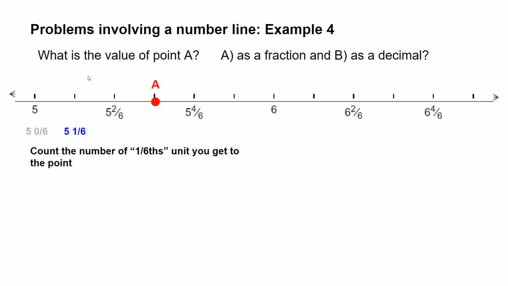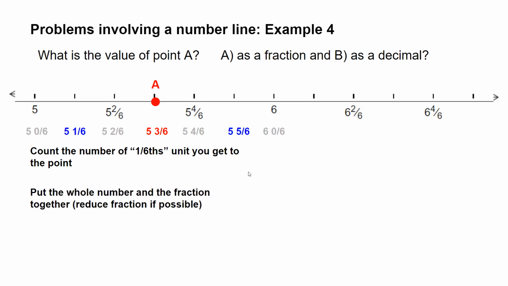5 and 1/6. 5 and 2/6. That one was already labeled. 5 and 3/6. That's the one we're interested in. We can keep going. 5 and 4/6. 5 and 5/6. 6 and 0/6. But we're interested in the one that's highlighted in red. That's going to be our answer.